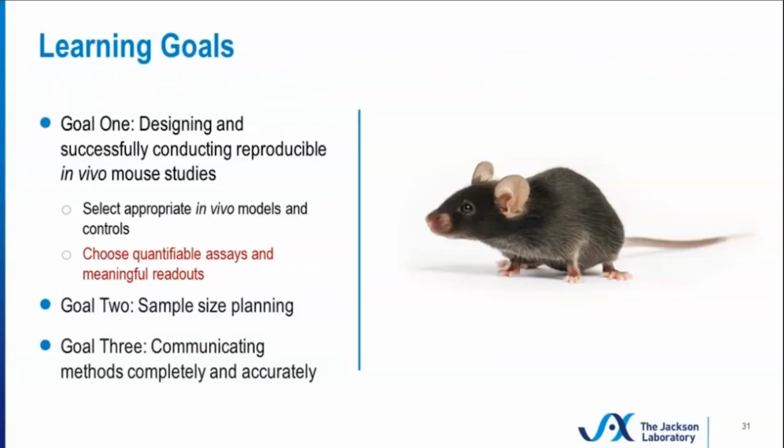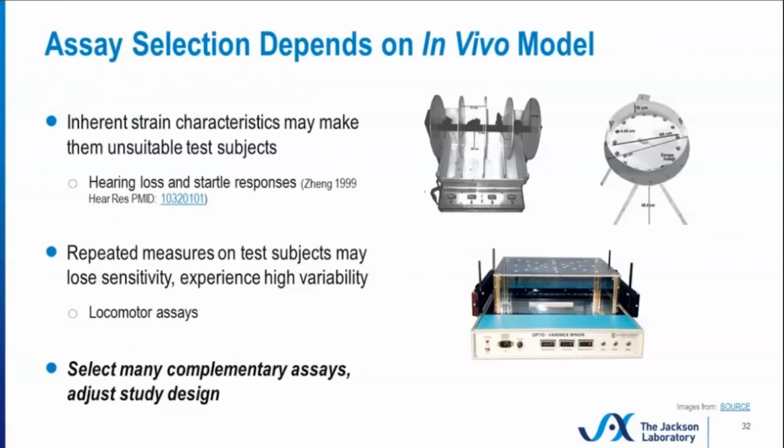Now, hoping that you now know how important it is to choose a good mouse, the next part will be choosing the assays that you would do. The assay selection will depend on the in vivo model. Knowing your mouse again comes into play when choosing an assay, because, for example, an inherent strain characteristic can easily dilute your assay. For example, let's say a mouse suffers from hearing loss, and in your experiment, you plan to use startle response as one of the parameters. If you're not aware that the strain you have chosen is known to have hearing loss, probably they will not respond to that startle response.